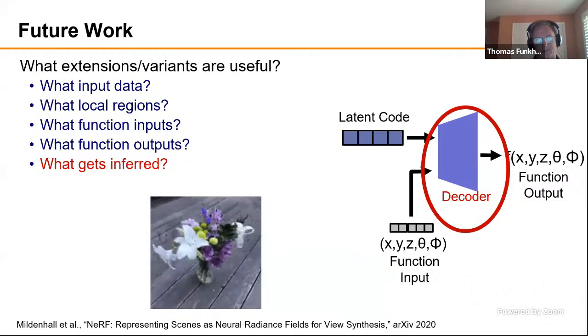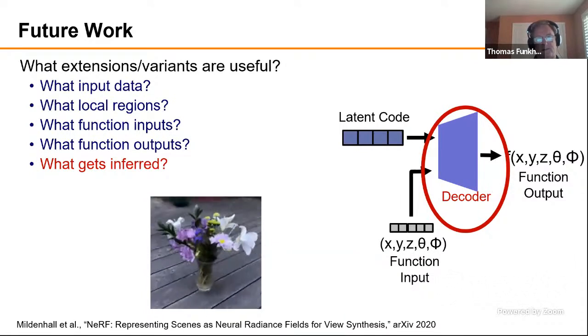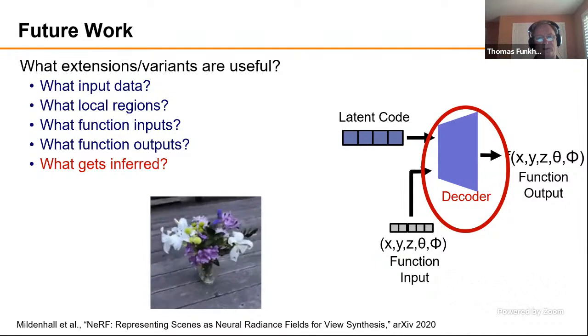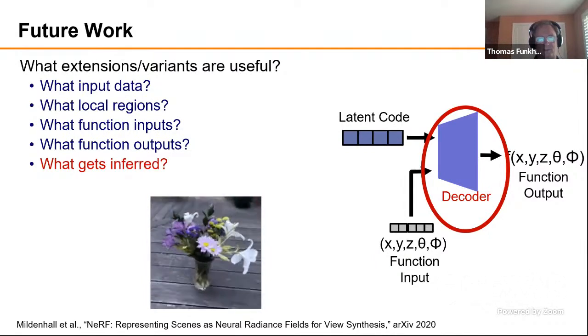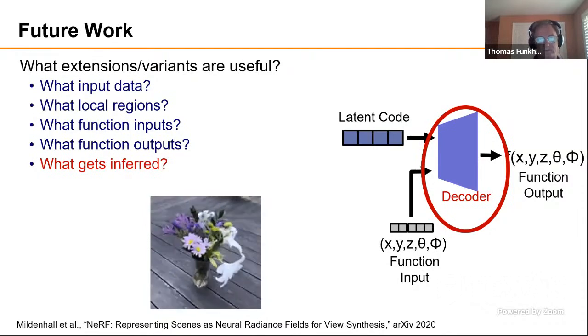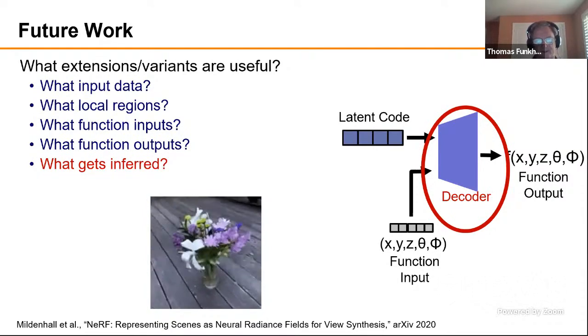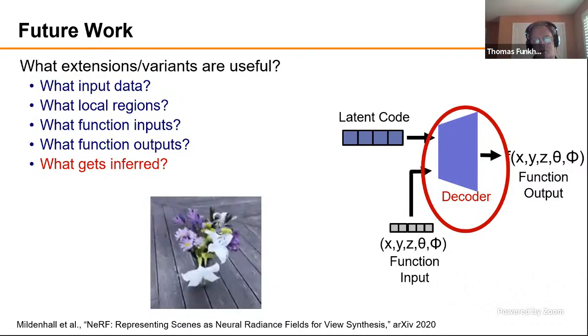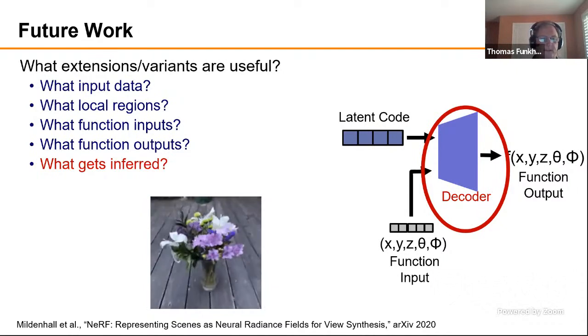Previously, I think people really focused on optimizing latent codes, and kind of assumed that the network weights were going to be shared across all examples. But when you can start changing the network weights for each individual example at test time, I think that becomes very interesting as well.